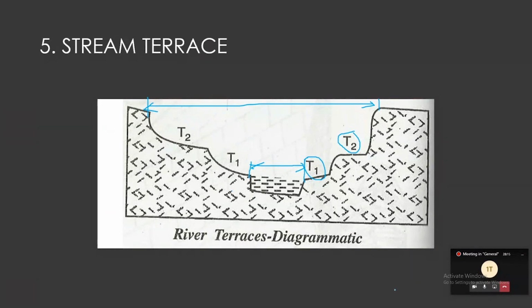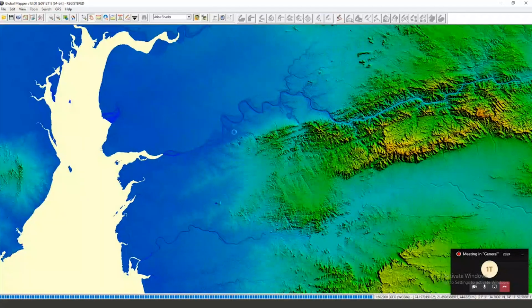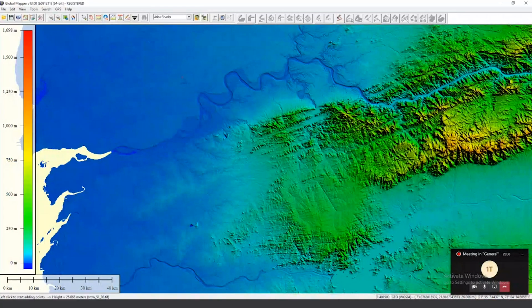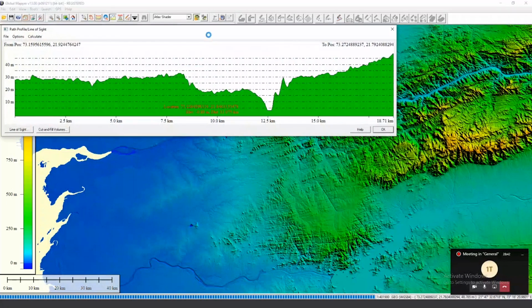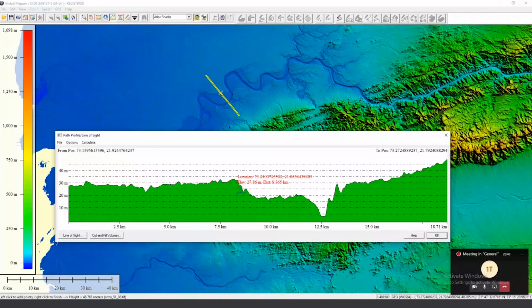But here I'll show you another example. I'm taking the same example. Here this is our Narmada river. What I'm going to do is take a cross section across this river. So here this is the cross section of Narmada. Let me take it perfectly on this alluvial plain only. Now if you see here, what you are able to see is an elevation difference. The elevation here is 20 meters and here it is 30 meters. So there is a 10 meter elevation difference in this part.